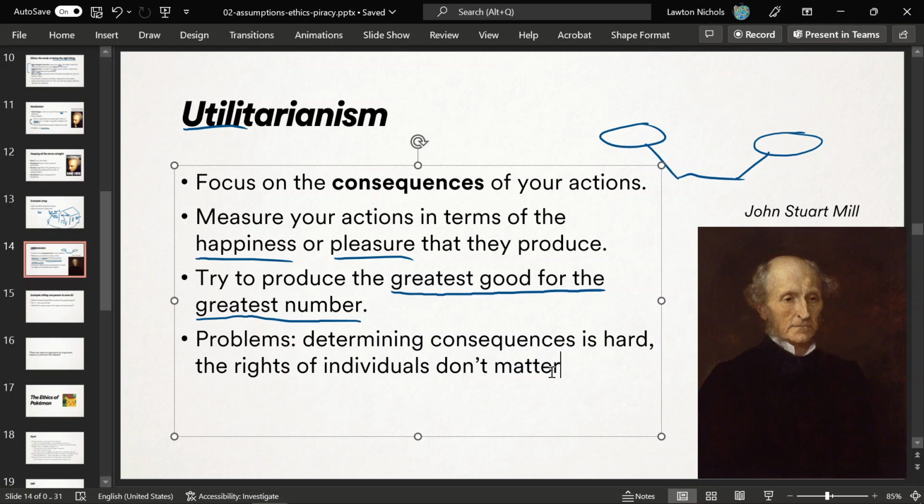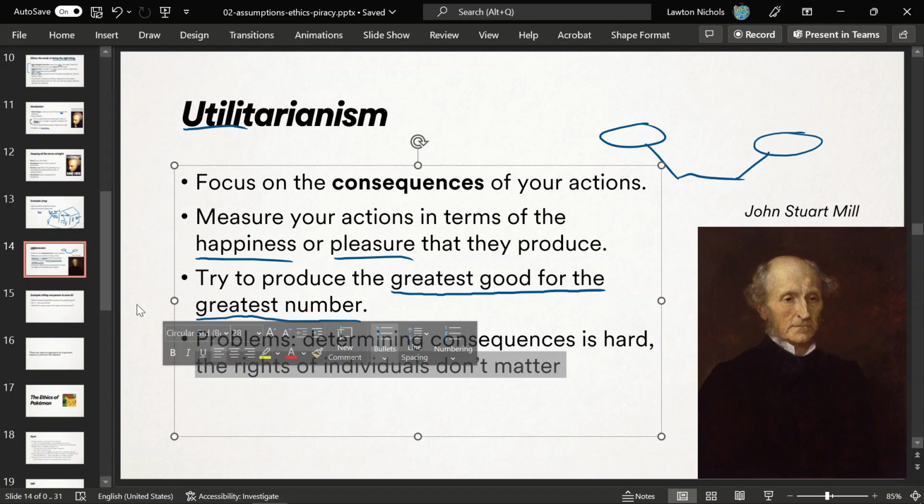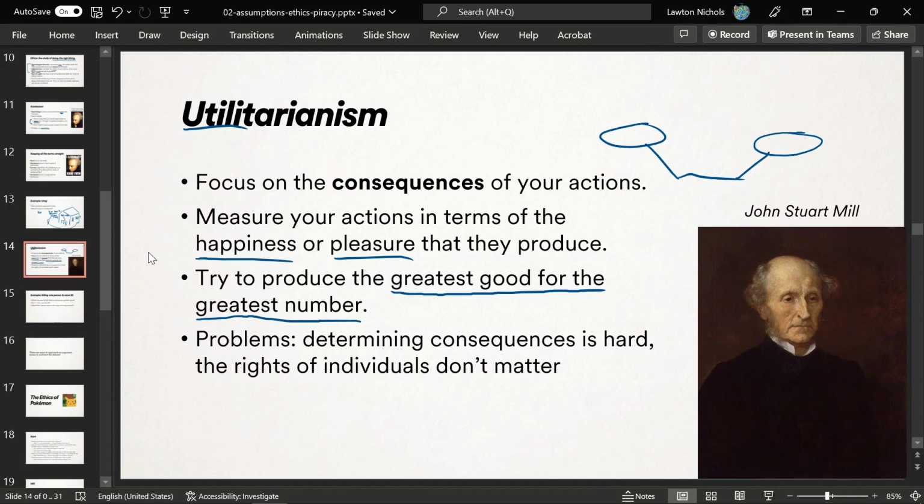And then also, the rights of any individual do not matter at all, because it's always the greatest good for the greatest number. No special person, like you cannot make any exceptions for the president. Their life is no more important than anybody else's. Right? That is how utilitarians feel. All right? Any questions about this before I give you an example?